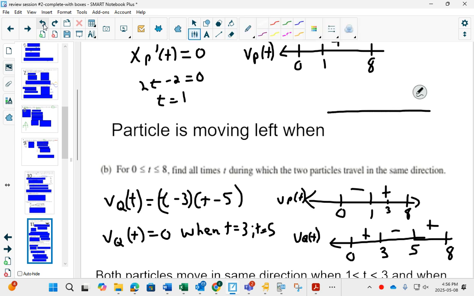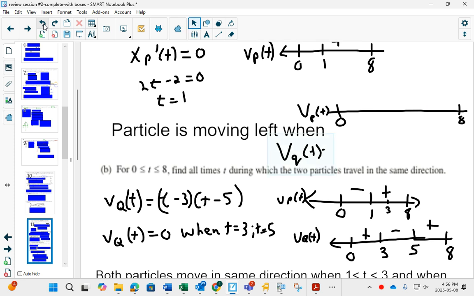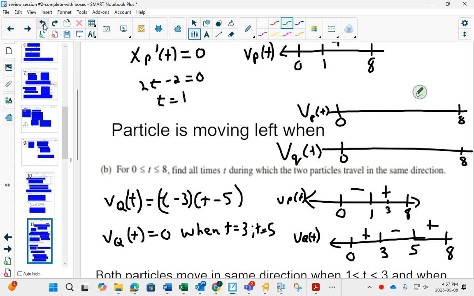And I'm going to start at 0, go to 8. Here's 0. Here's 8. And I'm going to mark on this one. Here's 1 to scale. This would be 3 to scale. 5.